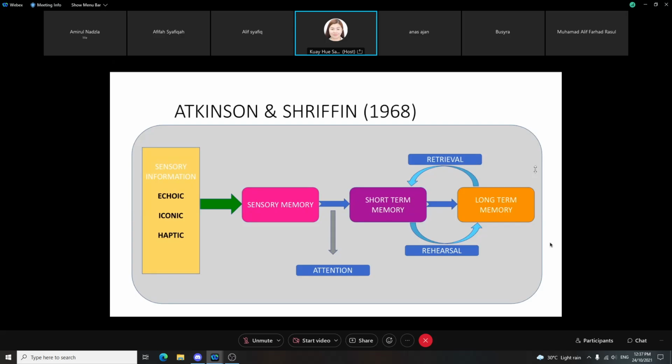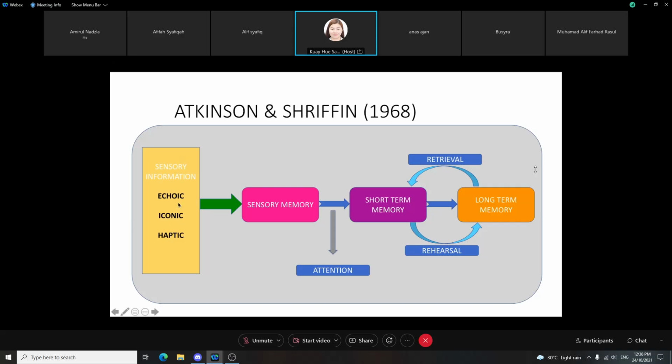Too simple, people criticize. Too complicated, people criticize. But what matters is whether it is still applicable or not to this day. So according to Atkinson and Shiffrin, this model is more than 50 years old, basically.